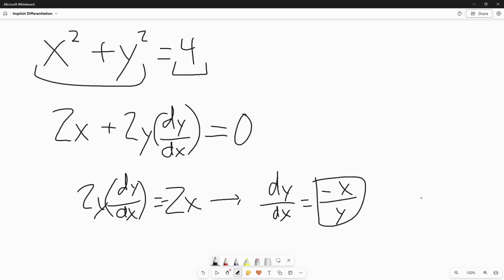So if you want to find the derivative at a certain point, or like the slope at a certain point, instead of just needing the x value, you would need both the x and y values, which makes sense because for every x value, there's two y values. So you can only have one slope.